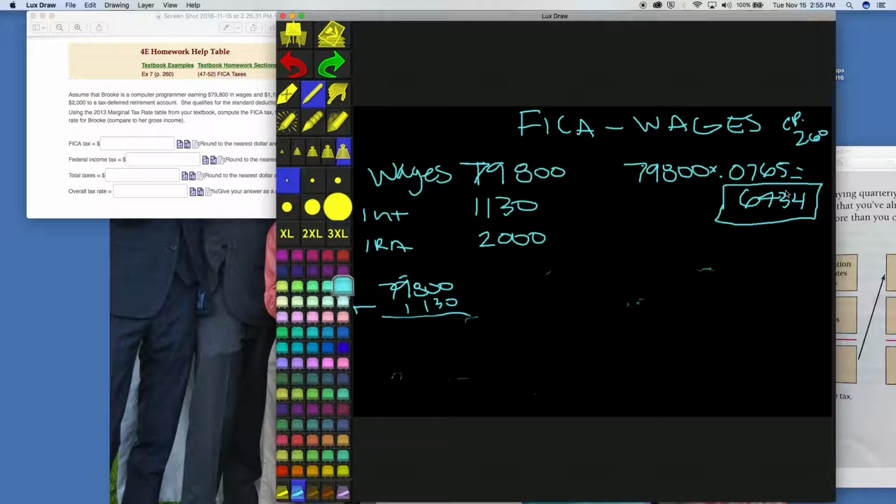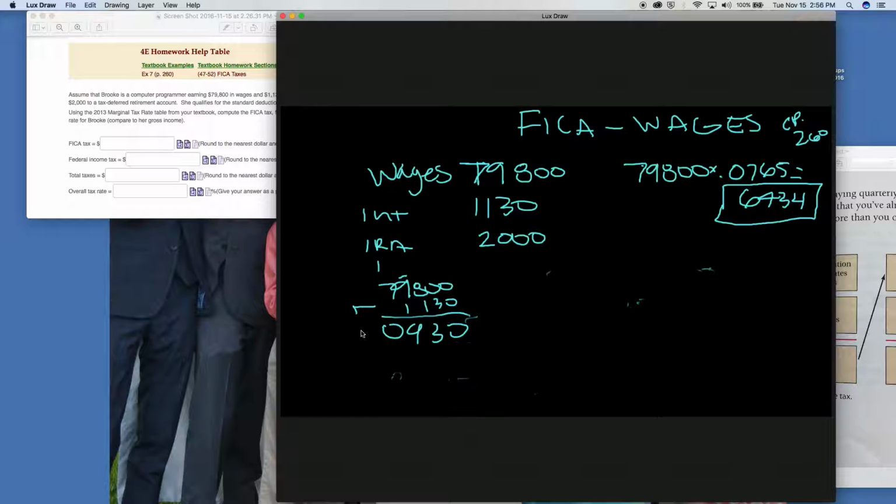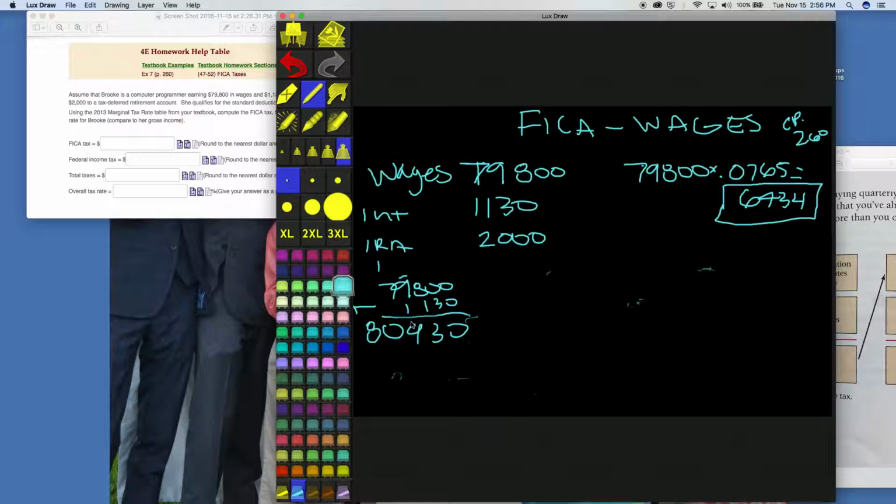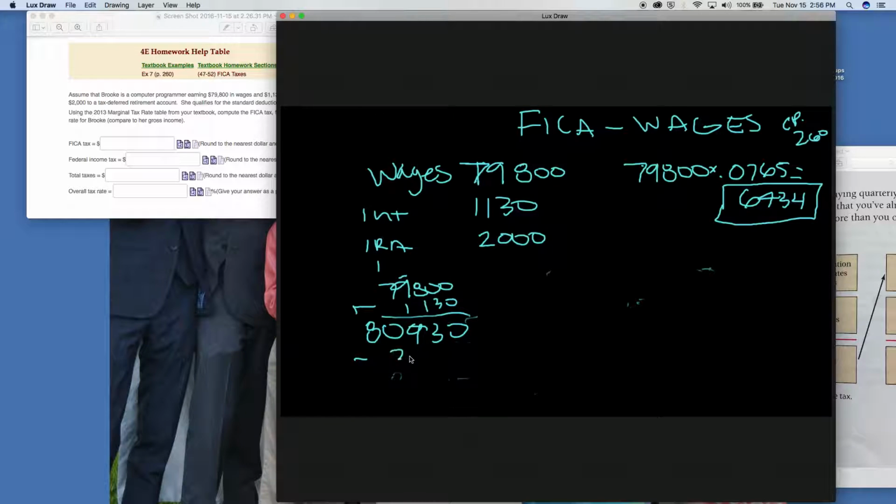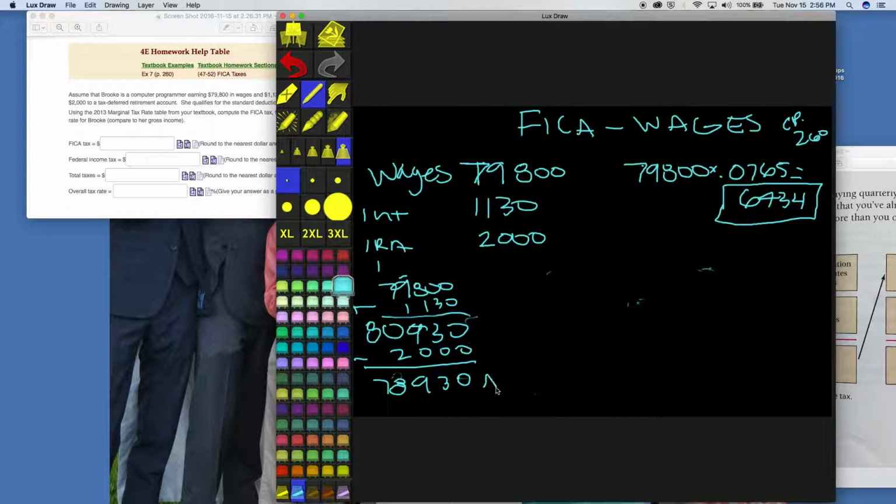Okay, so this is me adding my base wage plus my interest, so 80,930. That's my total income, my gross income. Then I'm going to adjust that by subtracting my 2,000, and I'm going to get 78,930. Okay, this is my AGI. So sorry about that confusion there.